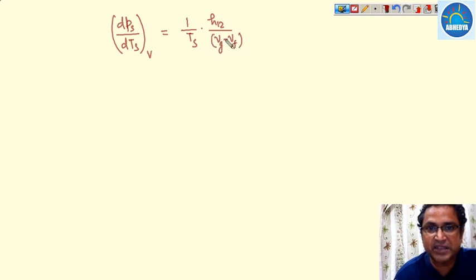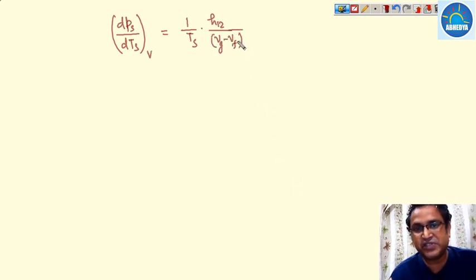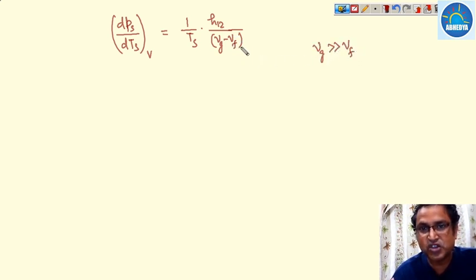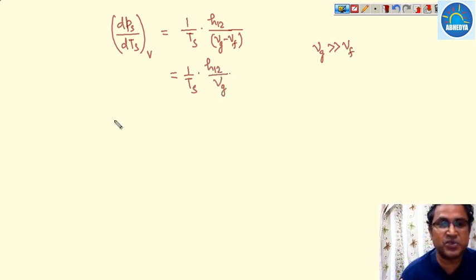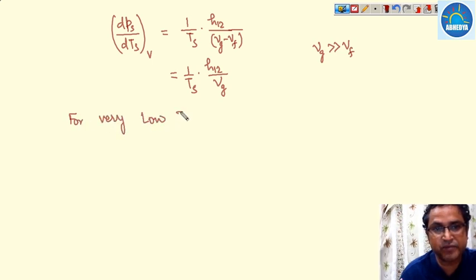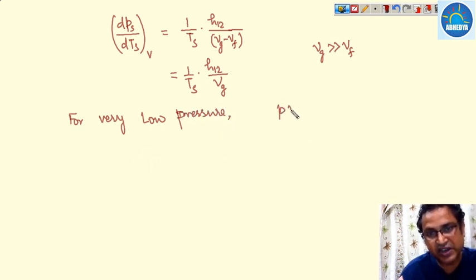What is Vg? Vg is the gaseous state specific volume, and Vf is the liquid state specific volume, and we know that the value of Vg is much more than Vf. So we can neglect Vf in comparison to Vg, and the equation becomes 1 upon Ts into H12 divided by Vg. At a very low temperature, and very low pressure, we use the relation PV is equal to RT. So V can be written as RT by P.